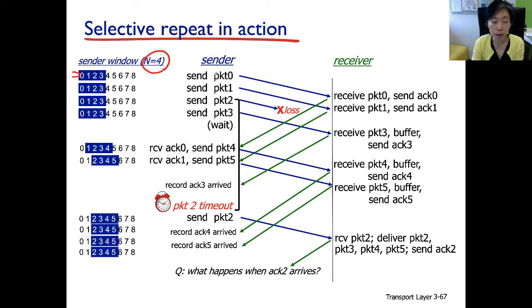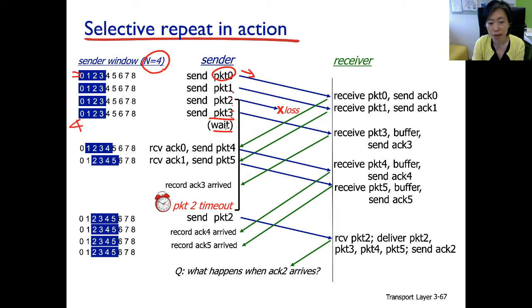Getting a call from above? Yeah, because the next sequence number is less than base plus 4. Therefore, we generate packet 0 and send it out. And we go on until we hit nextseqnum equals 4. And that is not smaller than 0 plus 4 anymore, so we wait.